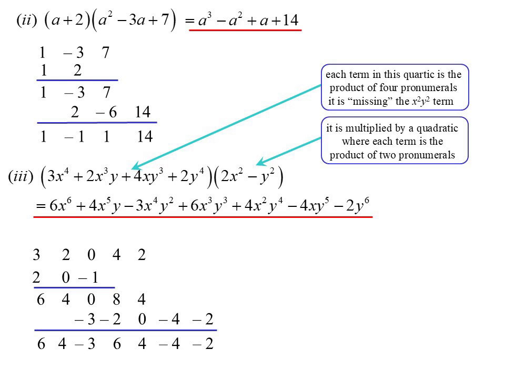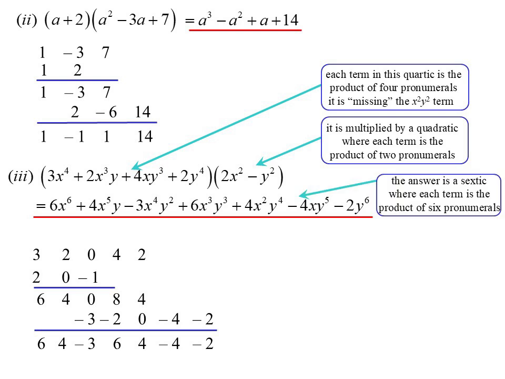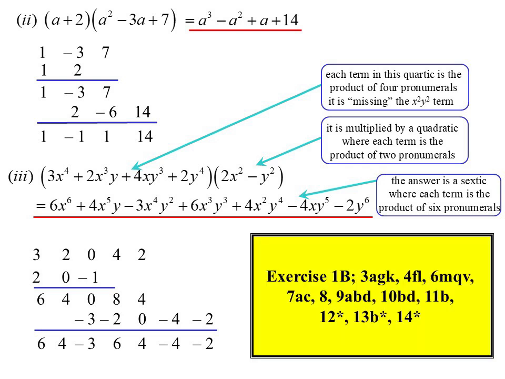And there is my answer, because it should start with the leading term times the leading term, which is x to the power of 6. I know each piece of algebra will contain 6 things. I'm just going down by 1. So now I'll have 5 x's and 1 y, 4 x's and 2 y's, 3 x's and 3 y's, and so on, until I get to the end of my answer. Right? So our answer ends up being a sextic, and each term is the product of 6 pronumerals. Okay.